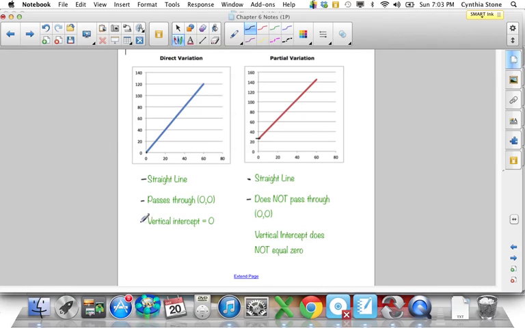The vertical intercept is 0, and what that means is the point that it crosses the y-axis. Remember, this is the y-axis. This is the x-axis. And where it crosses this axis is at 0. That's called the vertical intercept. Here, you can see that it crosses at something other than 0. In this case, it looks like 25 or something. But the vertical intercept, where it crosses this axis, is not 0. And that's what partial variation is.